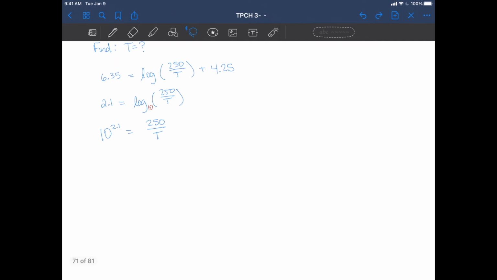So in order to get t out of the denominator, I need to multiply both sides by t. And so I'm left with this equation. And then I need to divide both sides by 10 to the power of 2.1. And then plug into my calculator. And so I get about 2 seconds.